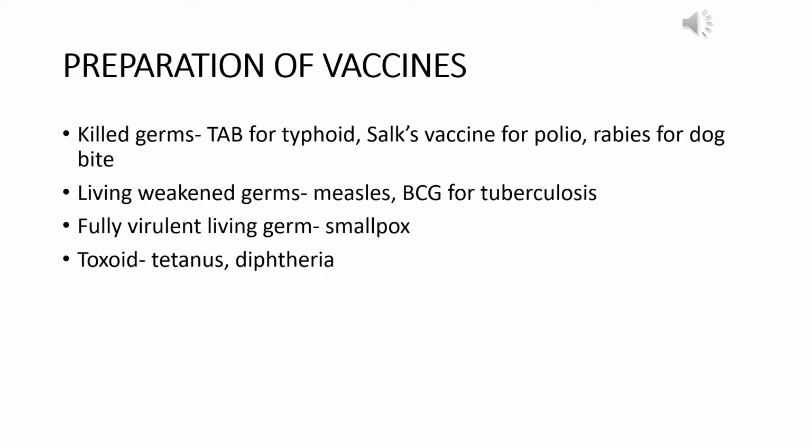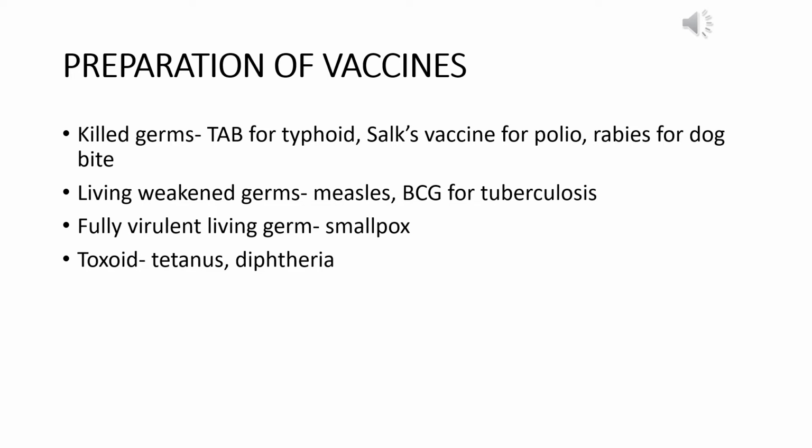And the third type is where the fully virulent living form of the germ is given, like with smallpox, where the totally living form of the cowpox virus was given, and then the smallpox virus was inoculated. So here the fully virulent living germ is given, but since smallpox has been totally eradicated from the world in recent times, it is not practiced anymore.